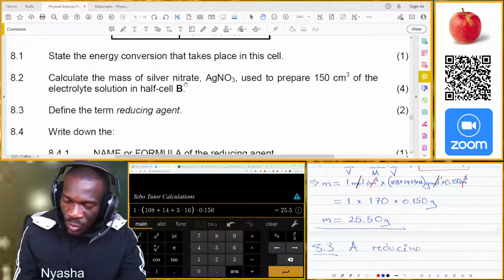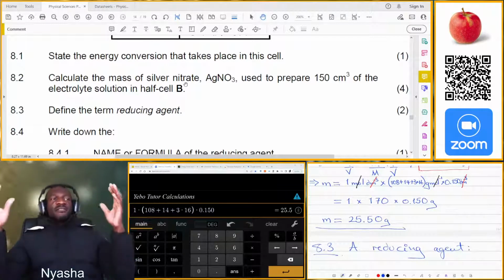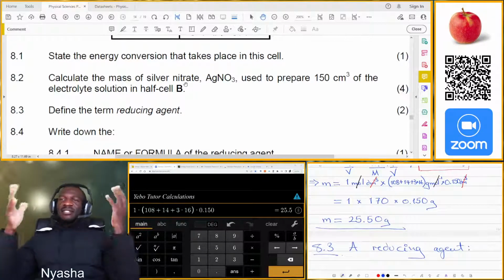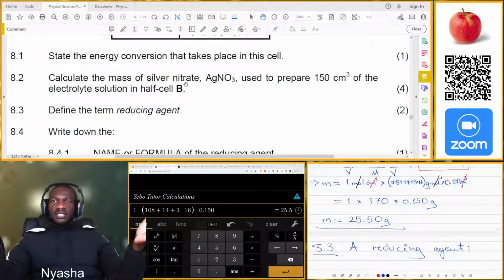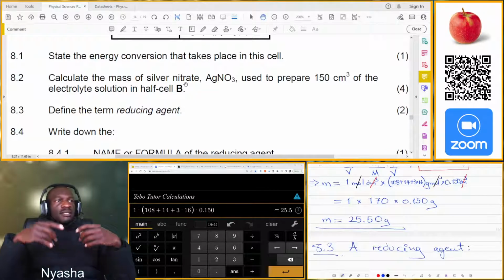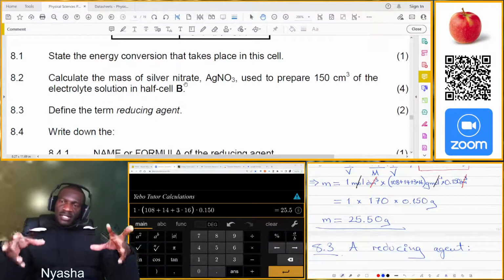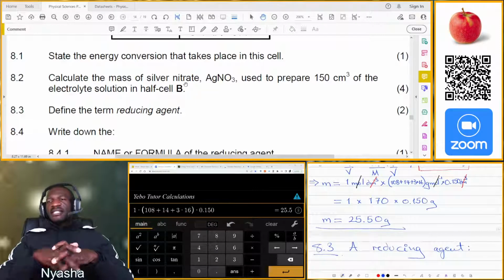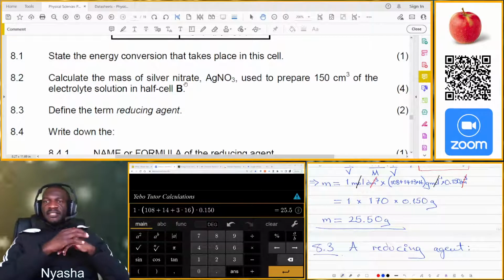What is a reducing agent? First of all, what is reduction? So this is now the topic on redox reactions. What is reduction? I'm sure you already remember that. Reduction is a drop in the oxidation number of a certain species, or reduction is when a certain ion receives an electron, and then its oxidation number or oxidation state reduces in the negative direction.